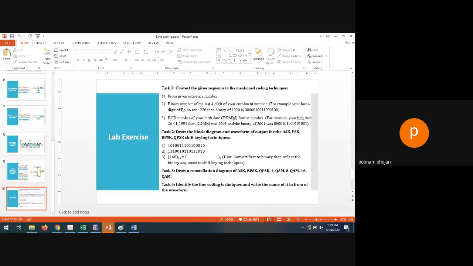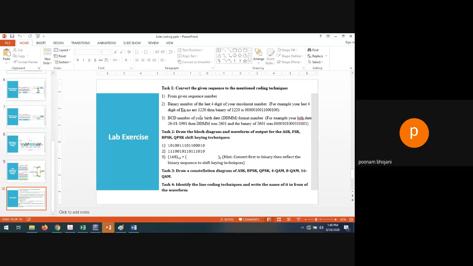So let me show you what you have to do in this lab exercise. This is the next experiment, line coding, but it will be done totally by the users. Try to do all the tasks, and if you have any doubt, you can ask me this week. But kindly try to complete these tasks in 1 or maximum 2 weeks, because in the previous lab I haven't given you any task.